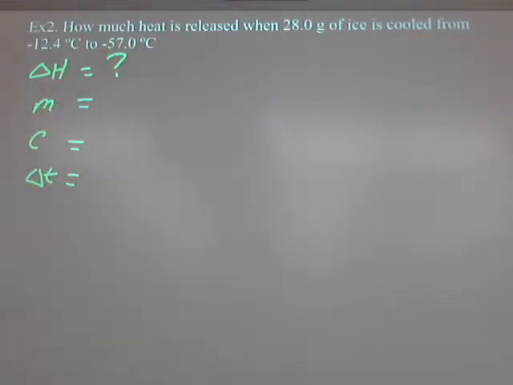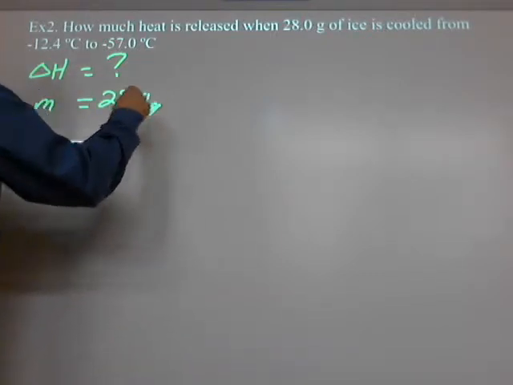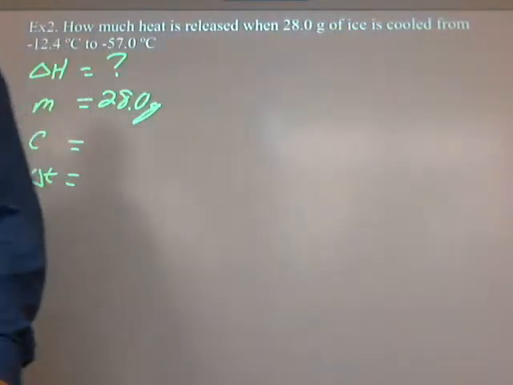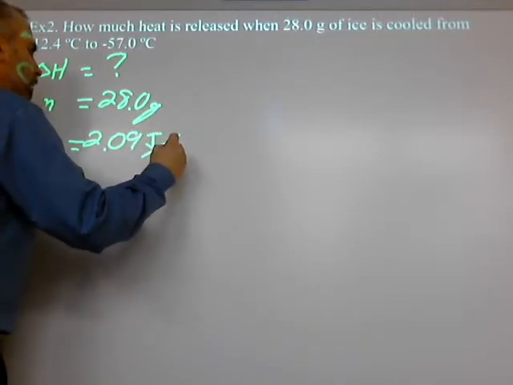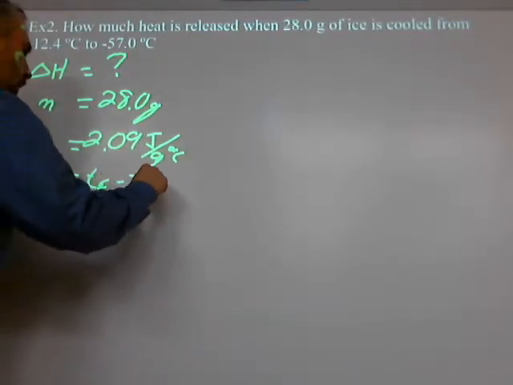Delta H is obviously the unknown. M is obviously 28.0 grams. Specific heat, which one am I using? You're going to use the solid? Exactly. 2.09, I think it is, right? Yep. And my temperature change, be careful of this one. It's TF minus TI like it always is.